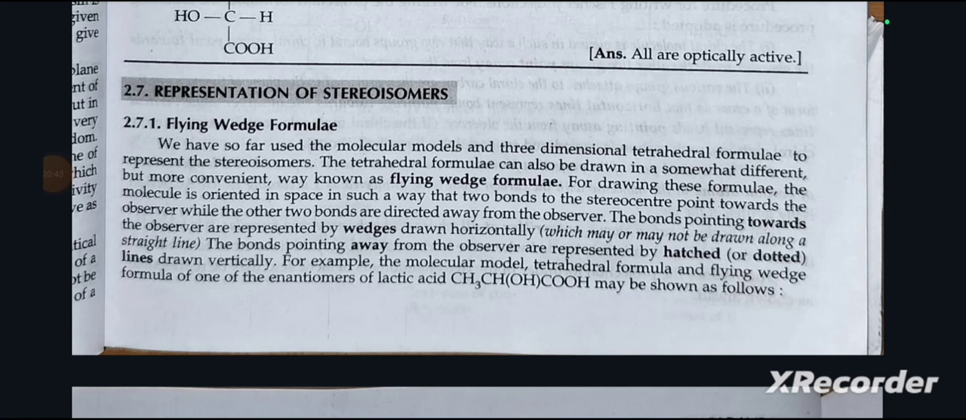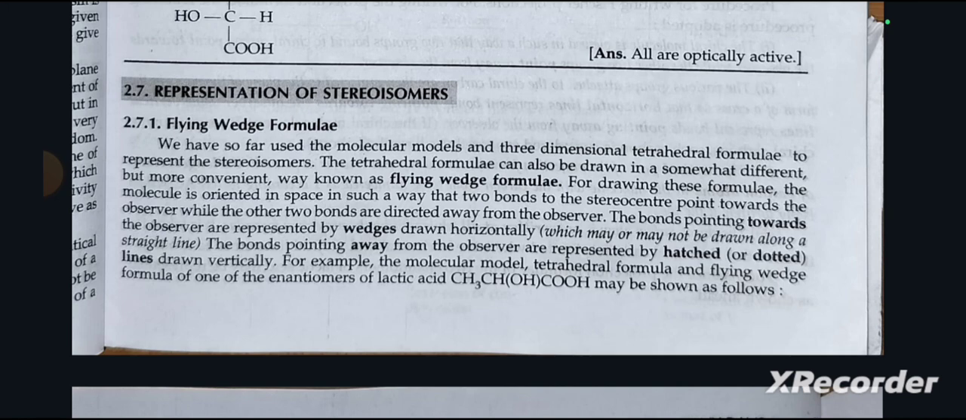2.7 Representation of stereoisomers. 2.7.1 Flying wedge formula. We have so far used molecular models and a three-dimensional tetrahedral formula to represent the stereoisomers. The tetrahedral formula can also be drawn in a somewhat different but more convenient way known as flying wedge formula. For drawing this formula, the molecule is oriented in space in such a way that two bonds to the stereo center point towards the observer while the other two bonds point directly away from the observer. The bonds pointed towards the observer are represented by wedges drawn horizontally, which may or may not be drawn along a straight line. The bonds pointed away from the observer are represented by hashed or dotted lines drawn vertically.